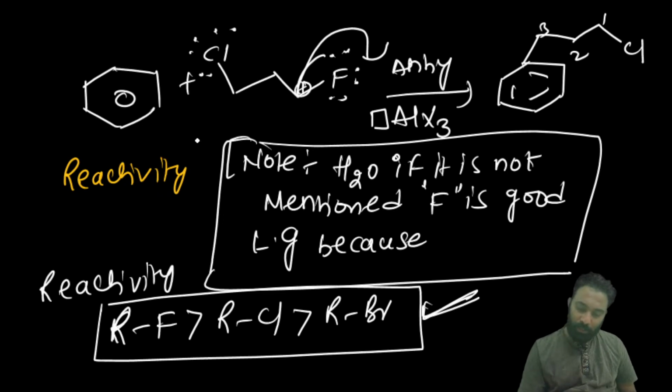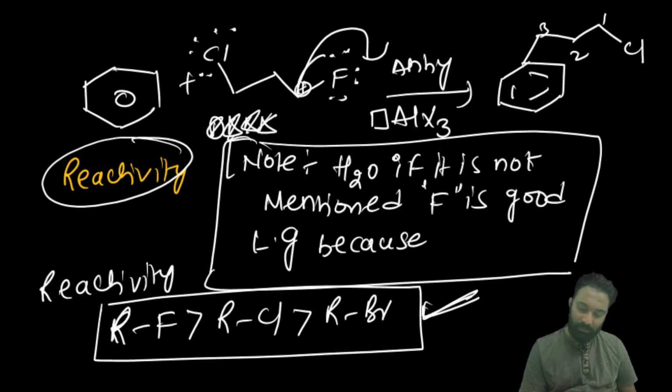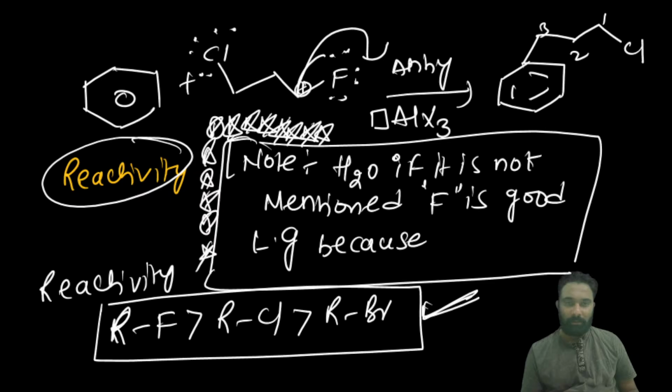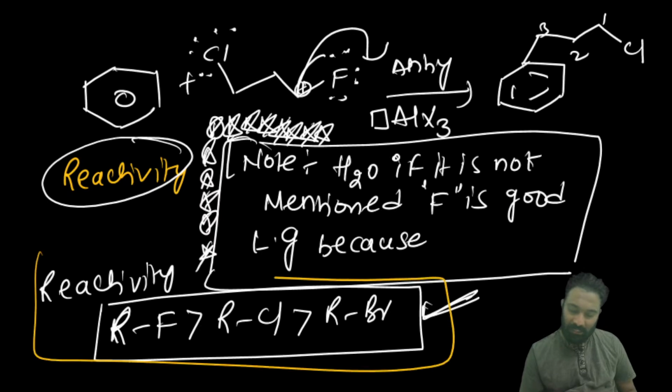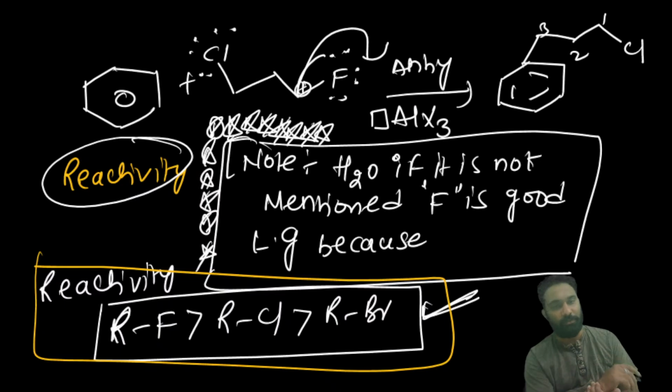Here you have to be very careful on this point. Remember this point. It is these small mistakes that you are making. If H2O is not mentioned, fluorine is a good leaving group, and the reactivity order for the alkyl halides will be in this manner. If H2O is given, chlorine will be the good leaving group. Is it clear?